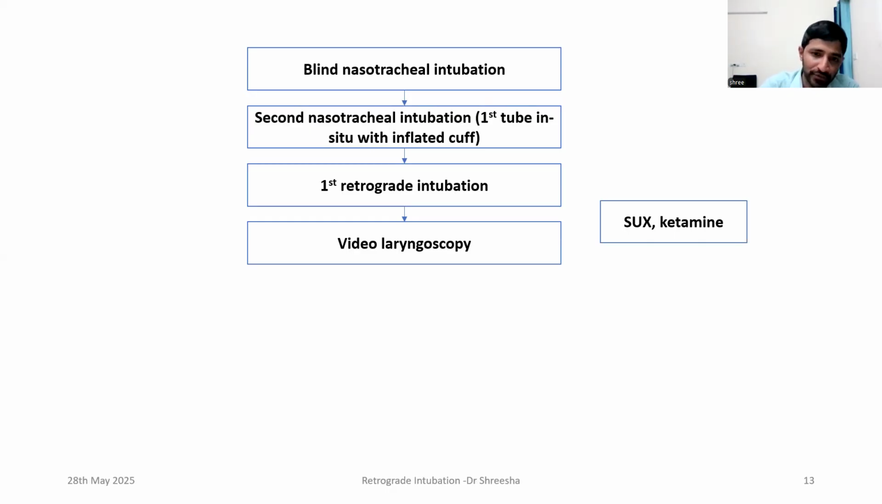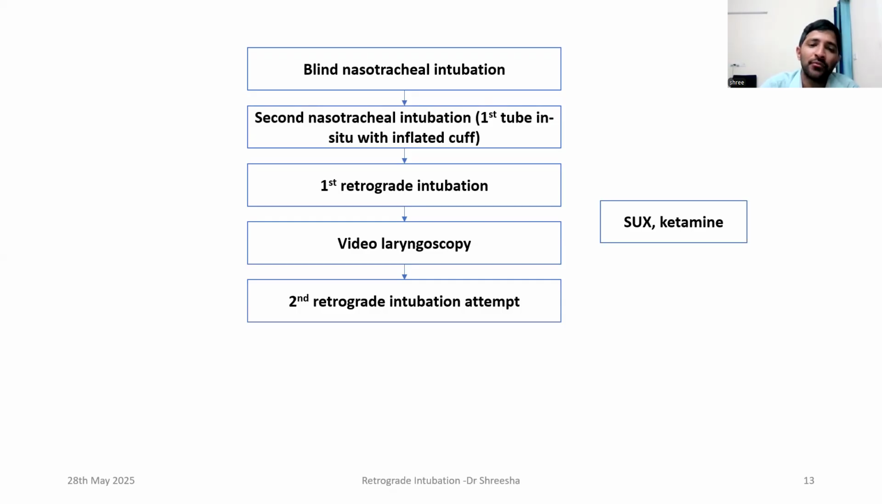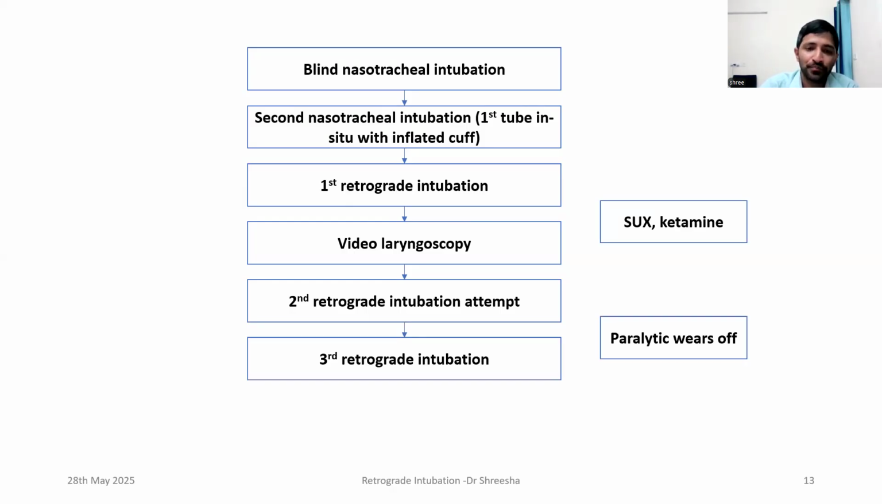But again, as we saw in this case, this attempt failed, and we had to go ahead with the second retrograde intubation attempt. But at this point, we had given succinylcholine, and as I said, the cricothyroid membrane was below the sternal notch, and as we had given paralytic, we could not localize the cricothyroid membrane, and all attempts to puncture the cricothyroid membrane failed, and it was hitting the laryngeal thyroid cartilage.